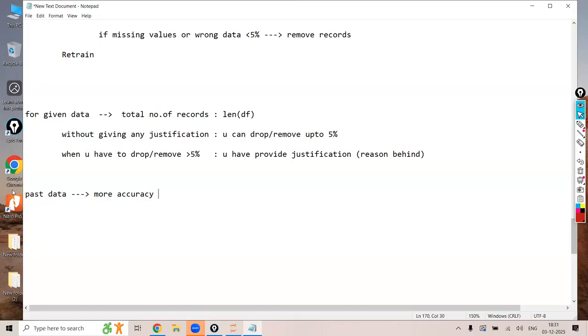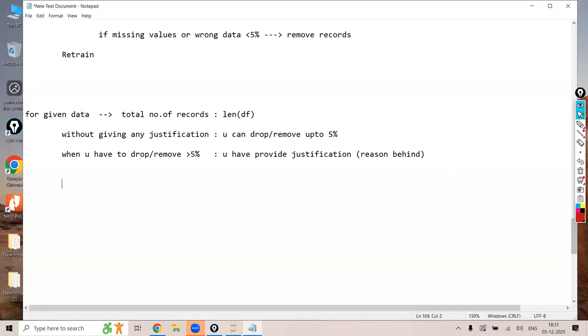Point is clear, everyone. So here, the most important thing is we should not focus on the accuracy. We have to focus on whether it is correct or wrong, right data or wrong data. In this case, if you do it like this, is it perfect or wrong? Justification. Points are clear, guys? Now, when you want to drop more than 5%, 100%, you have to give the justification. What is the reason?